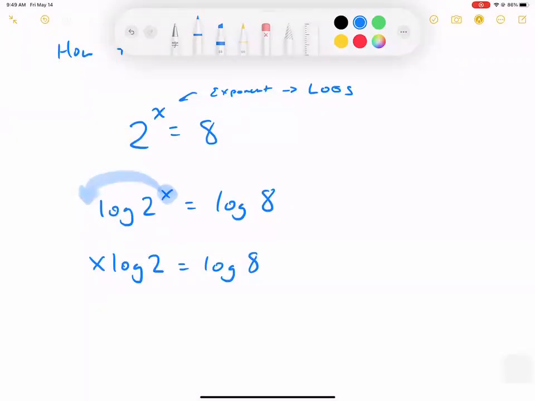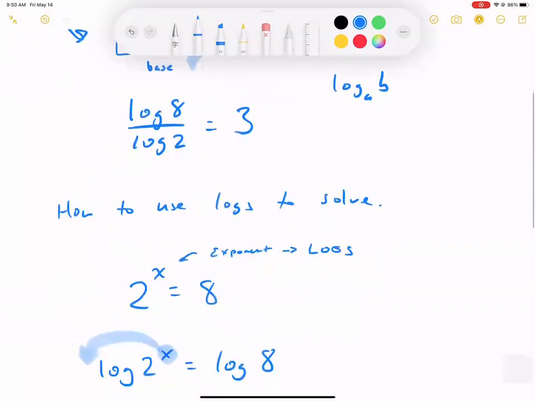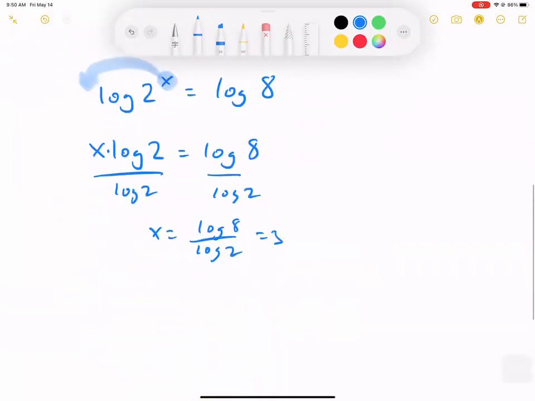And then we have x times log of 2. Now, log of 2 is just a decimal number, whatever that decimal number is. So since it's a decimal number, I can just do an operation to it. And the operation I'm going to do is divide. Is it okay for me to divide on both sides? Yeah, definitely. So x is equal to log 8 over log 2. And this is the exact same answer we had up here, log 8 divided by log 2. And that's our calculated answer, 3.